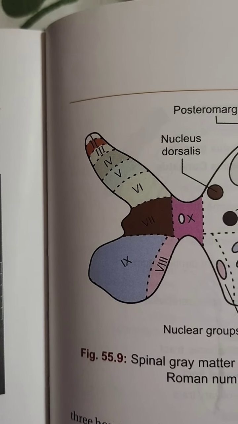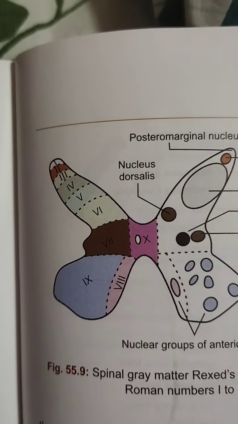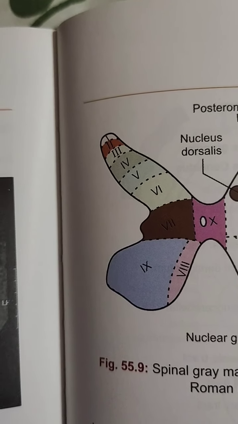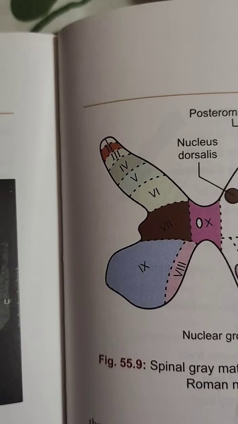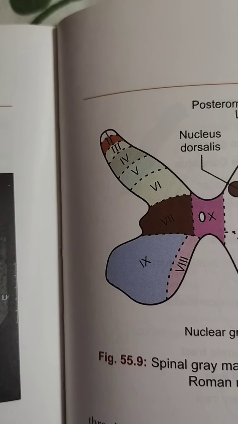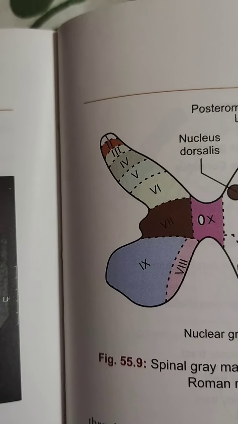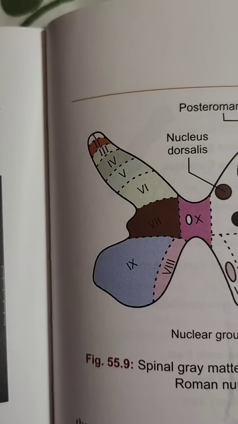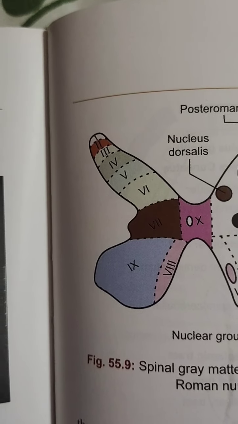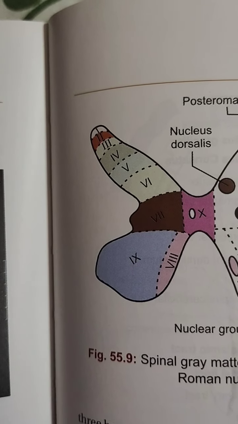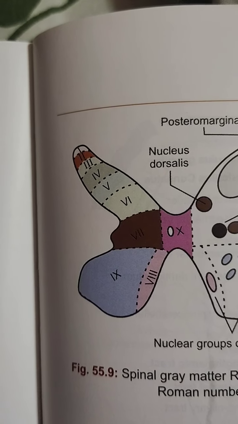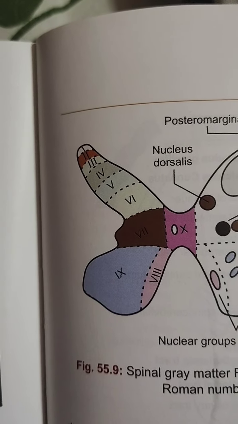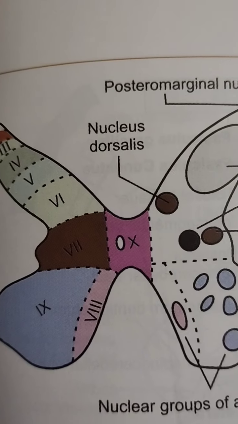But in segments of cervical and lumbar, it occupies the medial part of the anterior horn. Laminae 9 corresponds to the motor neurons within the central neurons of the anterior horn. Laminae 10 corresponds to the substantia gelatinosa centralis, or a part of the small grey matter which is surrounding the central canal. So this is called the substantia gelatinosa centralis, which is around this.